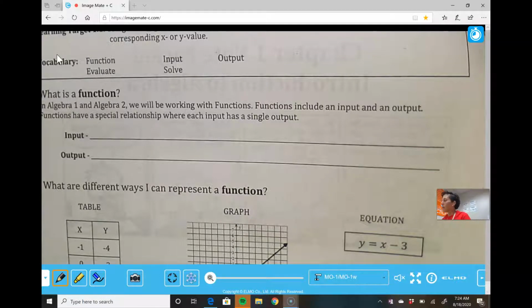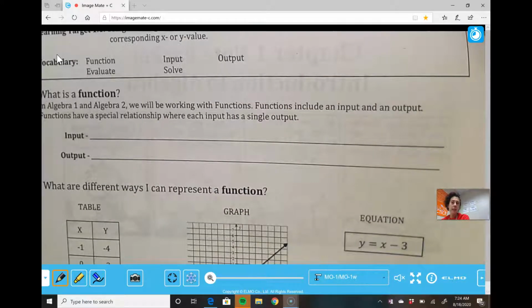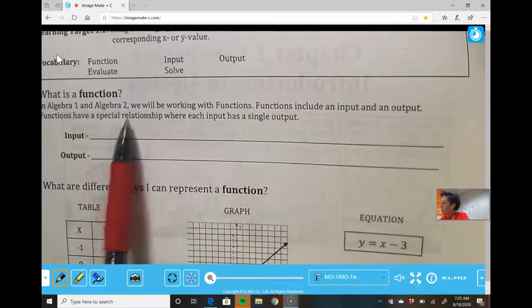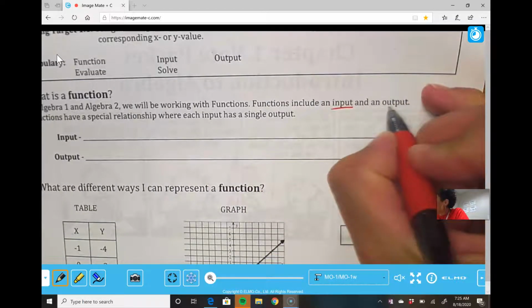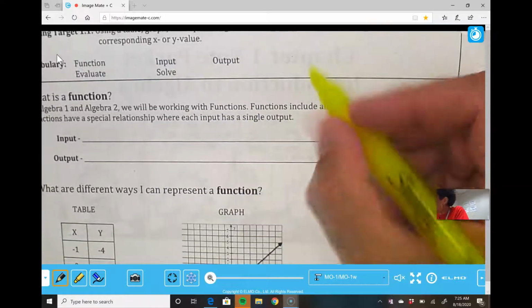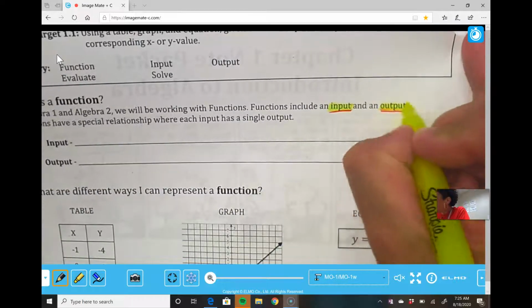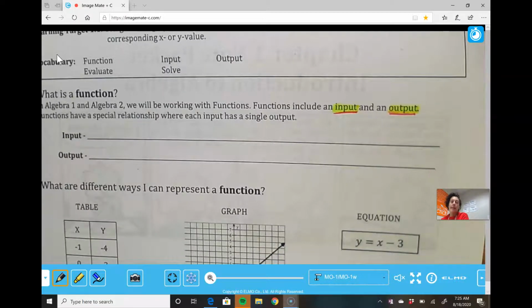So in our first part, this whole chapter is just the intro to algebra, some of the key basics that we need to know when we are going through this chapter. So the first thing we're going to talk about is just what is a function, because in algebra we start to use the words function and function notation. So in Algebra 1 and Algebra 2, we're going to be working with functions, and functions include an input and an output. And if you have a highlighter, this is a great time to get the highlighter out and highlight some of these key vocabulary words, input and output. And functions have a special relationship where each input has a single output.